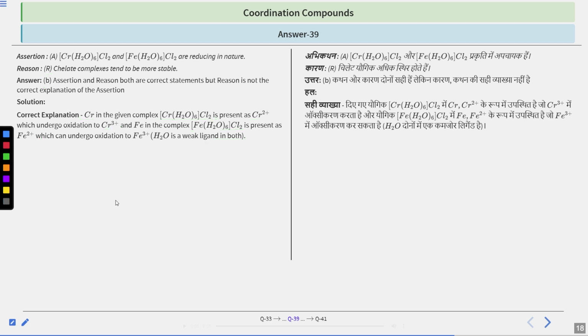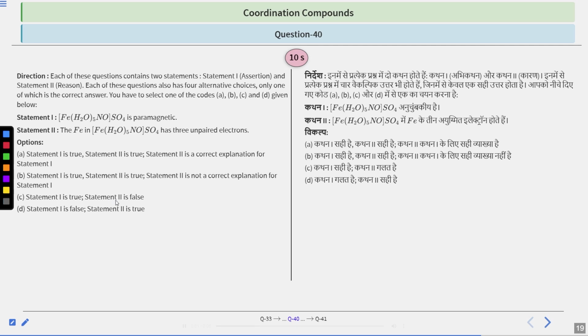Okay, let's move on to the next question. Question number 40. Each of these questions contains two statements: Statement 1, assertion, and Statement 2, reason. Each of these questions also has 4 alternative choices, only one of which is the correct answer. You have to select one of the codes A, B, C, and D given below.